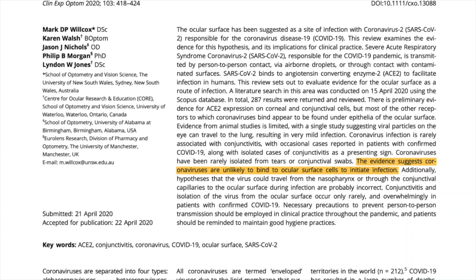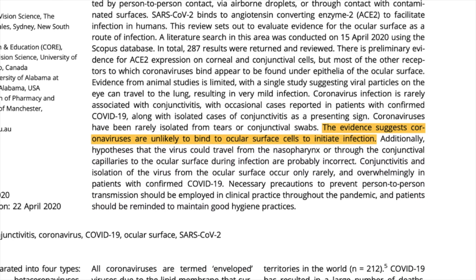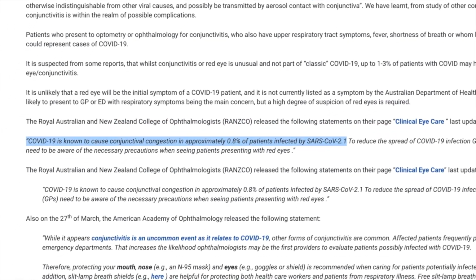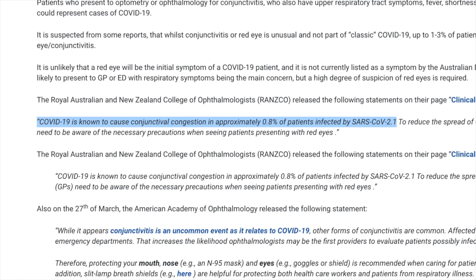Now our last question is, can it infect the eyes? The research suggests that coronaviruses are unlikely to bind to ocular surface cells to initiate an infection. However, approximately 0.8% of patients infected with SARS-CoV-2 had signs of conjunctivitis. This is an infection of the membrane that sits on top of the white part of your eye, making it go really red. So in summary, yes, but only if you've been infected through the respiratory route first.